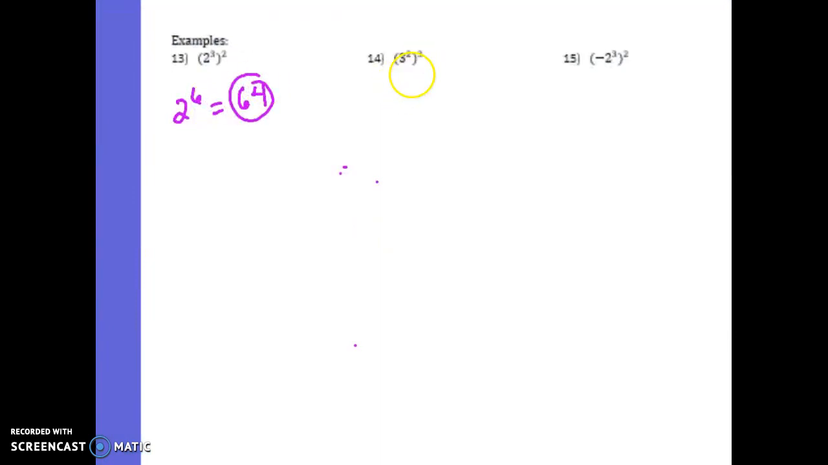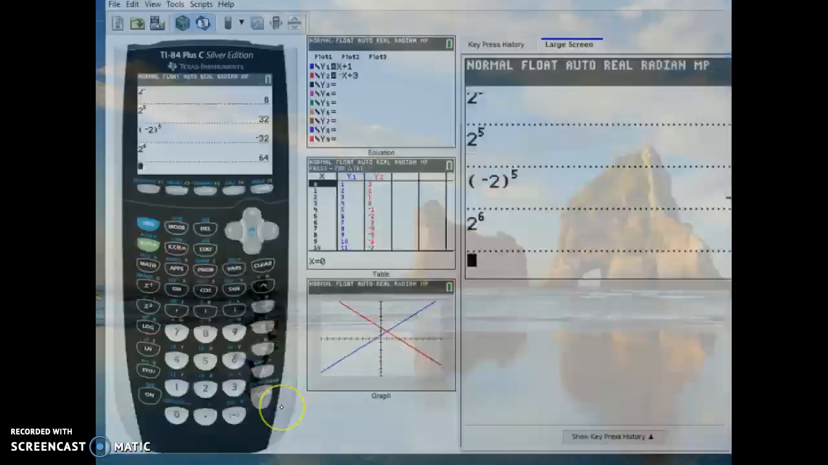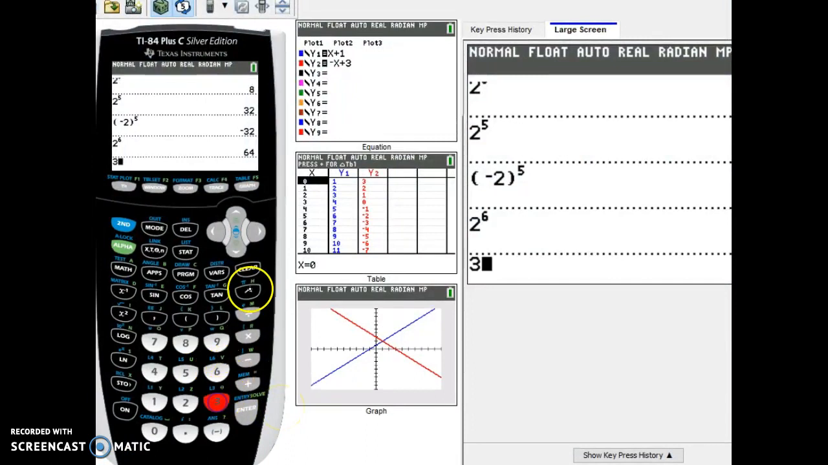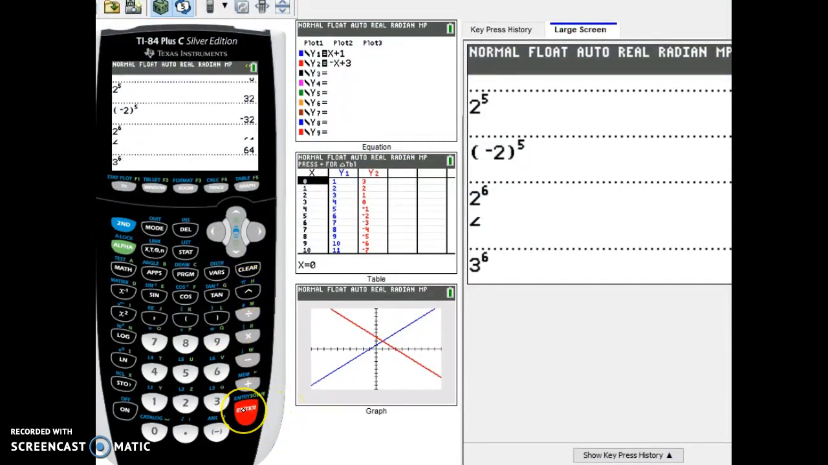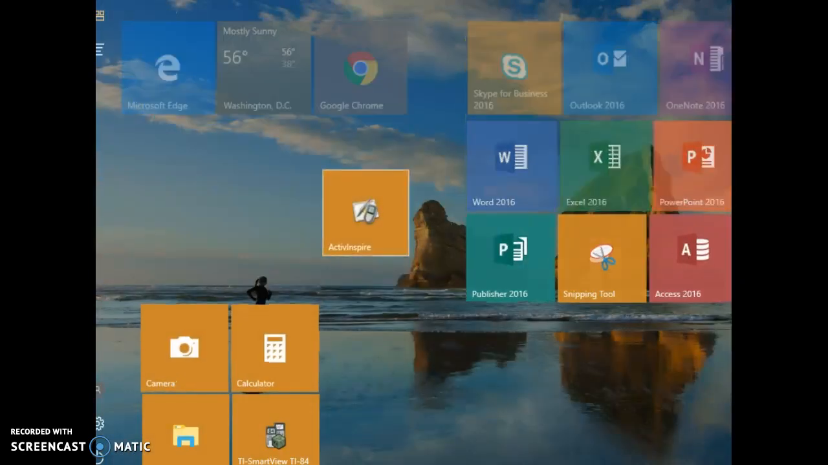Okay, this would be 3 to the 6th power, because 2 times 3 is 6. And when I evaluate 3 to the 6th power, again we go 3 to the 6th power here. And you guys can try this on the calculator just to make sure you can do it. Okay, you're going to get 729. Okay, so 729.